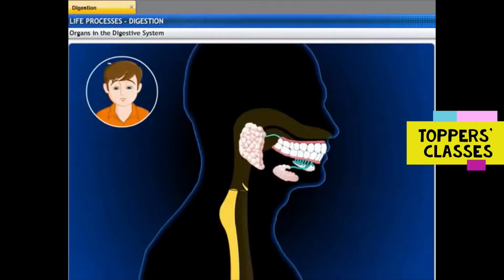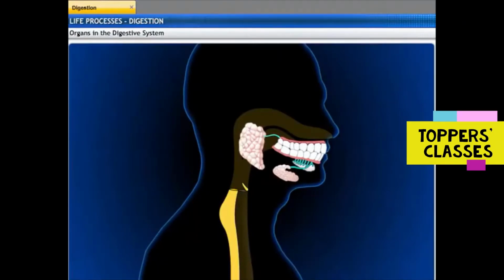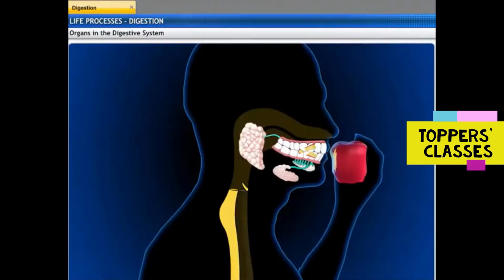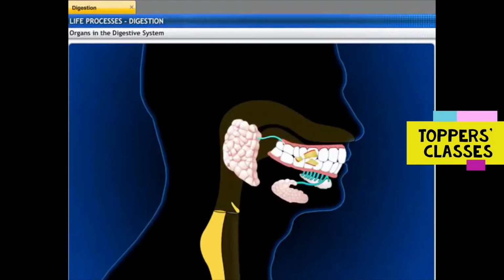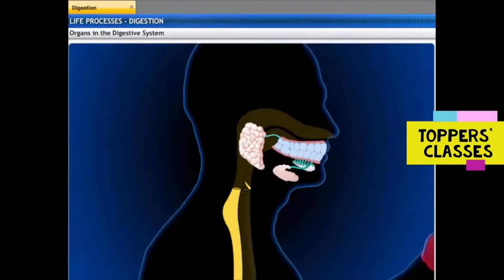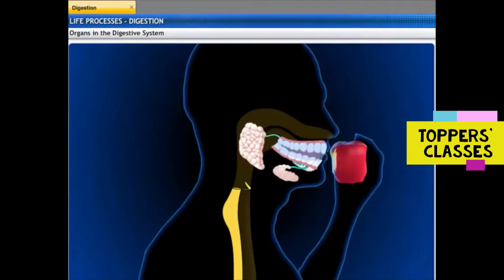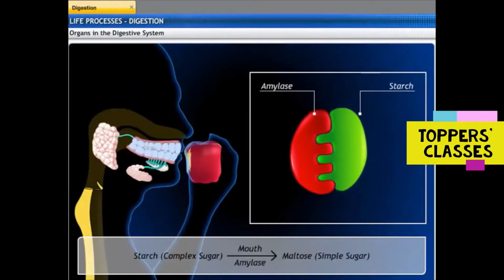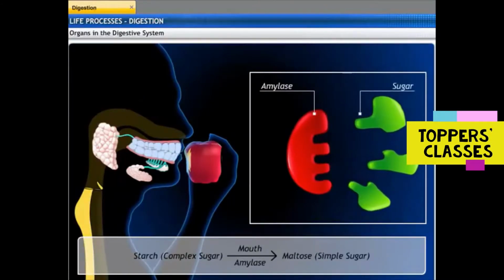I am curious. How does the digestive system work? Food enters the body through the mouth, where it is crushed into smaller particles. When you see, smell, or taste food, salivary glands secrete saliva in the mouth. Saliva moistens the food while you eat and helps to tear it into smaller pieces. Amylase, a digestive enzyme contained in the saliva, breaks down the starch present in the food into simpler sugar.